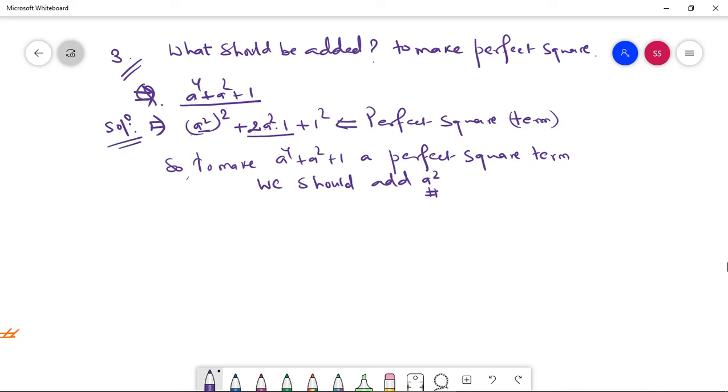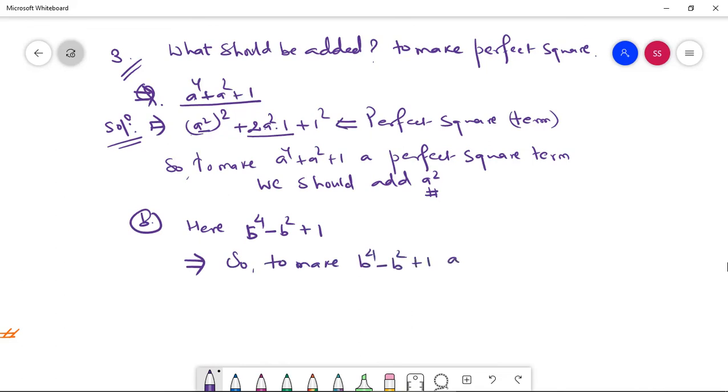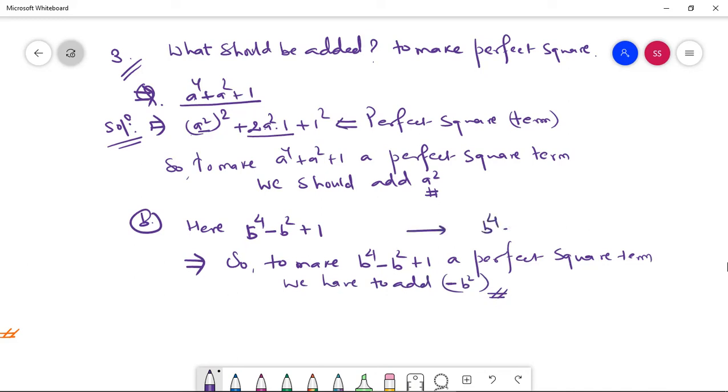And question number B, here we have given b4 minus b square plus 1. This is a very short question, so you can write the answer directly. Here also we need 2b square, b square is lacking, so to make b4 minus b square plus 1 a perfect square term, we have to add minus b square. If we add minus b square, it becomes b4 minus 2b square plus 1, which is a perfect square term.